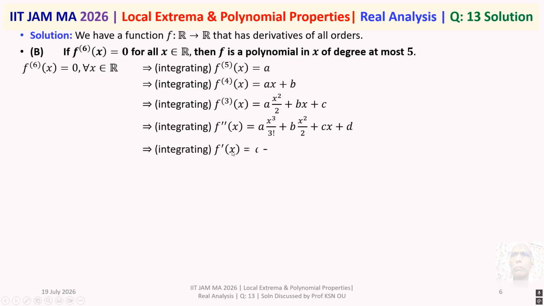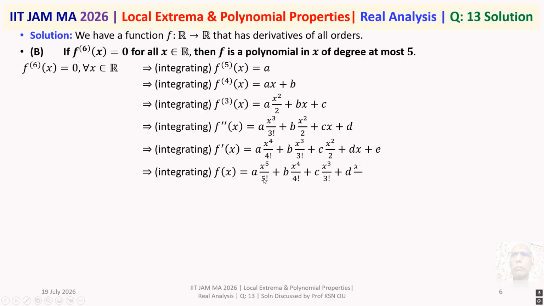Integrating again, you will get f prime of x is equal to a x to the power of 4 by factorial 4 plus b x cube by factorial 3 plus c x square by factorial 2 plus dx plus e. Integrating again, we will get f of x, that will be a into x to the power of 5 by 5 factorial plus b into x to the power of 4 by 4 factorial plus c x cube by 3 factorial plus d into x square by 2 plus ex plus f, where a, b, c, d, e, f are arbitrary constants. They are the constants of integration.